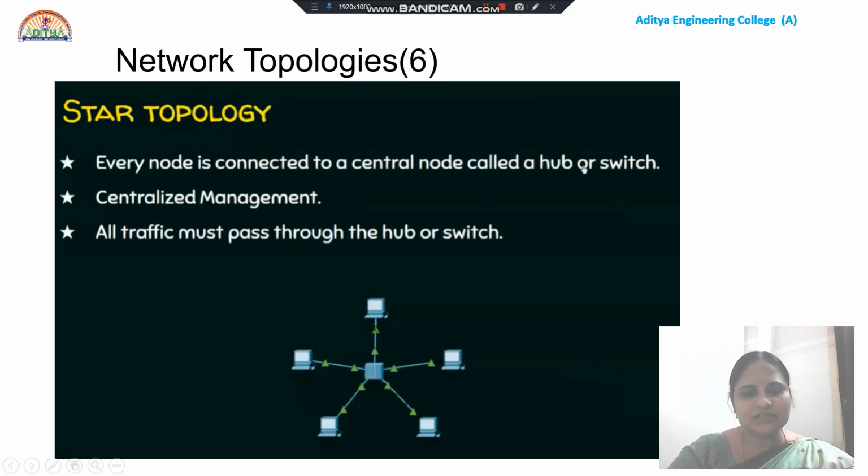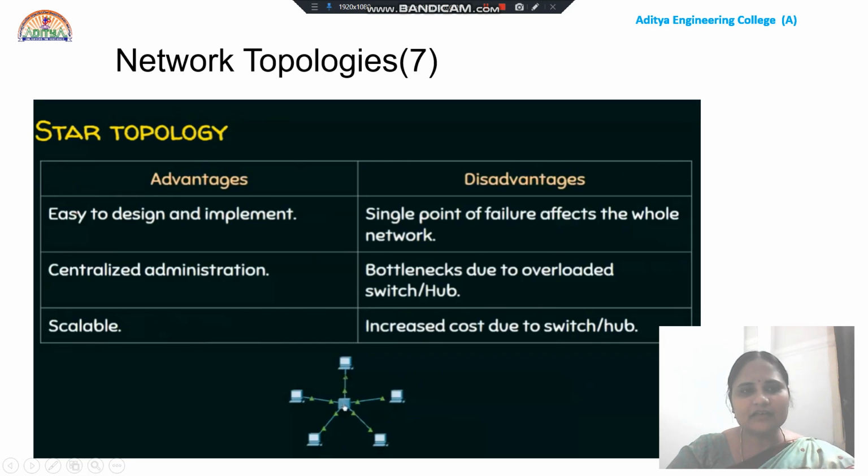In the physical layout, the nodes are connected in the manner of a star. Each node is connected to a central node. This central node is what we call a hub, or you can also call it a switch. The star topology depends completely on centralized node management, which takes care of all the other nodes, and all the traffic must pass through this hub. It is very easy to implement and also easy to design.